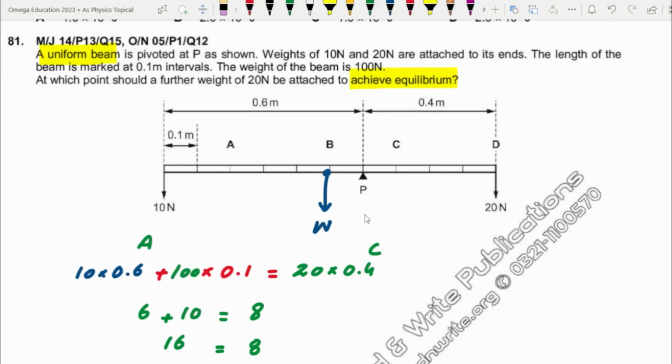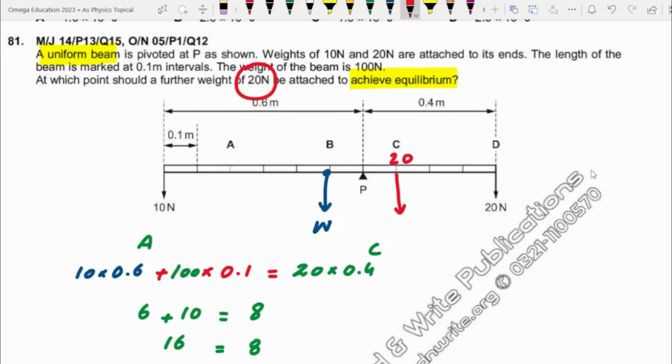So we are left to choose between C and D because we need to increase the clockwise moment, and clockwise moment can only be increased if you add a force or weight over here or over here. So for clockwise, let's say I add the extra weight, which is 20 Newton. I add 20 Newton over here, at the point C.